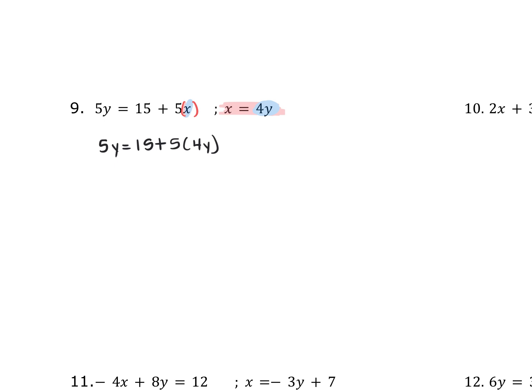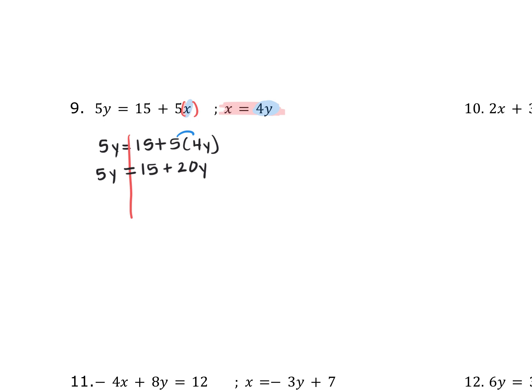I'm going to find my left side and my right side. So 5y is going to stay 5y equals, my 15 is not going to change right now, so I'm going to leave that a 15. Because you have a number outside of the parenthesis, I'm going to distribute that. Distribute means they're going to multiply, so it's going to be plus 20, and don't forget the y. 5 times 4 is 20, but there's also a y there. Okay, I want to get that 20y because I have a y on my left side and a y on my right side. I want to get those together.